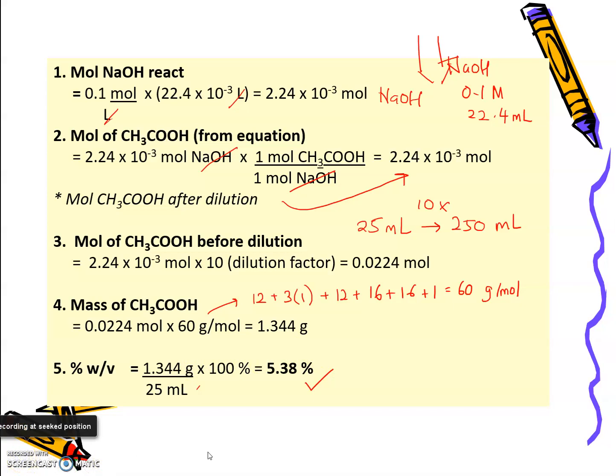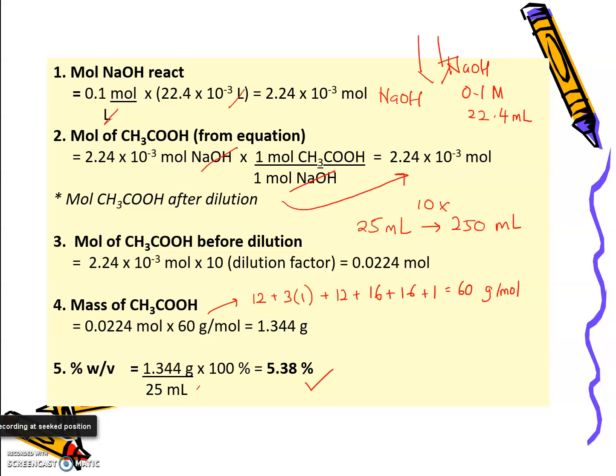Okay, for direct titration, if the reaction does not give you a balanced chemical equation, you have to write the balanced chemical equation. That's the first conclusion for direct titration.